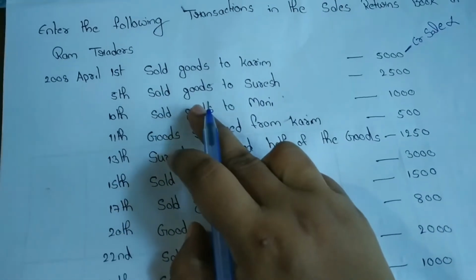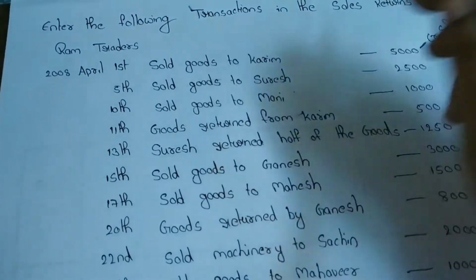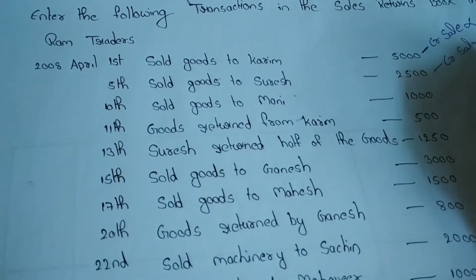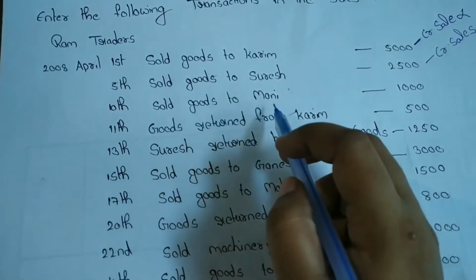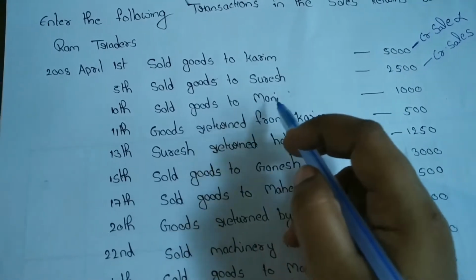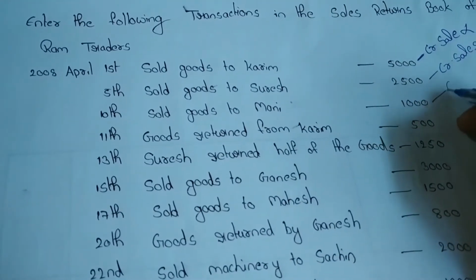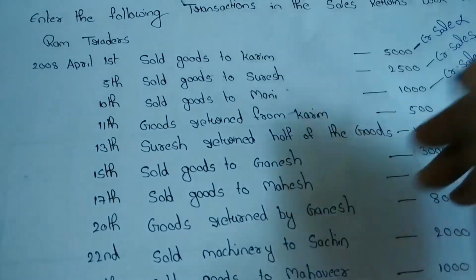Next one, on 5th, sold goods to Suresh. So it was also a credit sale, right? So it also does not come under the sales returns book. Next one, sold goods to Money. It means Money is a customer to our business, and there was no discount here and it was a credit sale, rupees 1000. So it was also not recorded in the sales returns book.